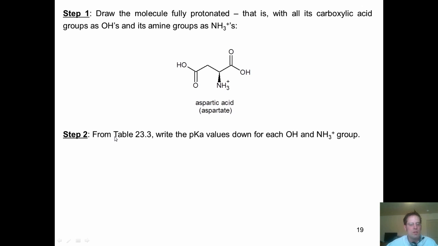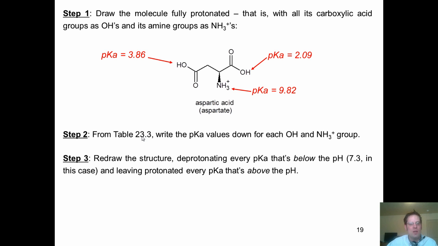Step two, from the table that we showed on the previous slide, we write down the pKa values for every OH and NH3 plus group. Here they are. You're welcome to double check them, make sure I'm not lying. Step 3. We now redraw the structure, deprotonating every pKa that's below the pH, which is 7.3 in this case, and leaving protonated every pKa that's above the pH.